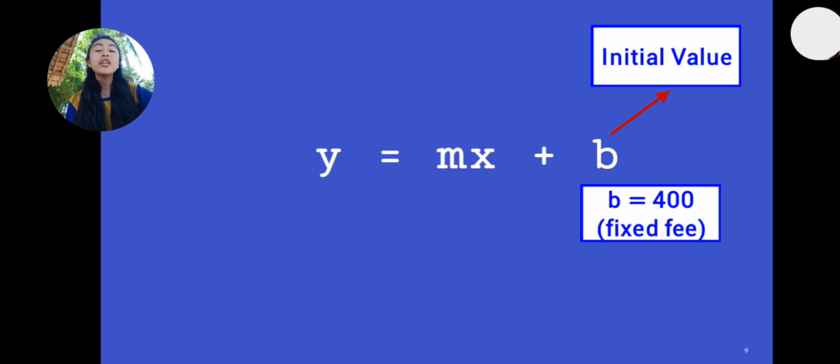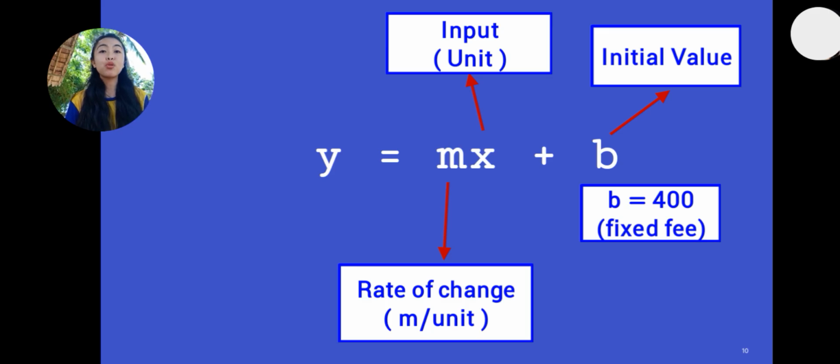our discussion. To begin, let's identify what each variable in the linear function represents in real life, beginning with b, which in real life is the initial or fixed value. In our example a while back, we have b is equal to 400 because it is the fixed monthly fee.